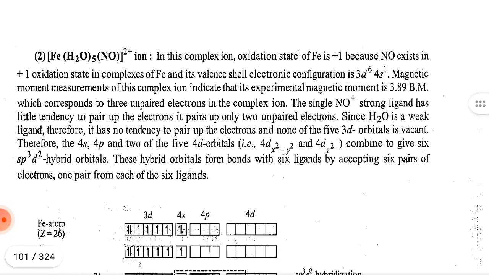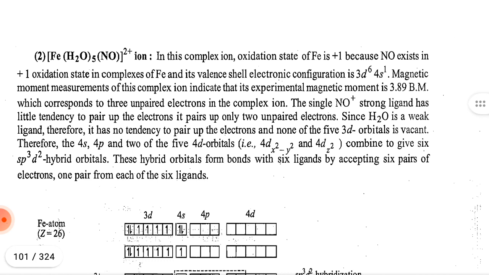Second is the [Fe(H2O)5NO]2+ ion. In this complex ion, the oxidation state of Fe is +1 because NO exists in +1 oxidation state in complexes of Fe, and its valence shell electronic configuration is 3d64s1. Magnetic moment measurement of this complex ion indicates that its experimental magnetic moment is 3.89 Bohr magneton, which corresponds to 3 unpaired electrons in the complex ion.